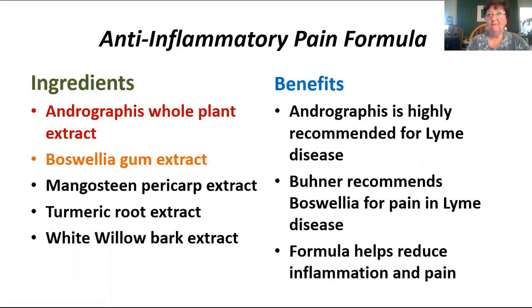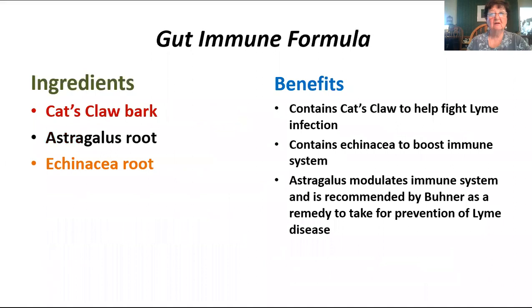really helpful because it can be very, very painful. So this helps with the reduction of the inflammation and pain. So the gut immune formula has cat's claw bark, astragalus, and echinacea root. Now, some echinacea is good, but we remember if we're dealing with a high amount of autoimmune, this product would not be the best. And so it's really helpful to work with somebody who is knowledgeable about herbs.